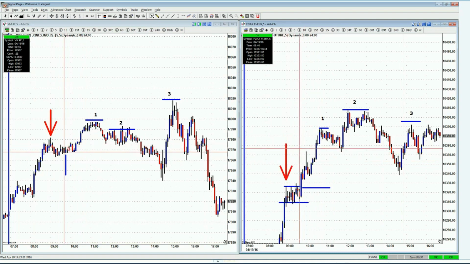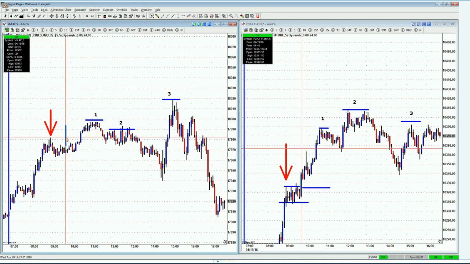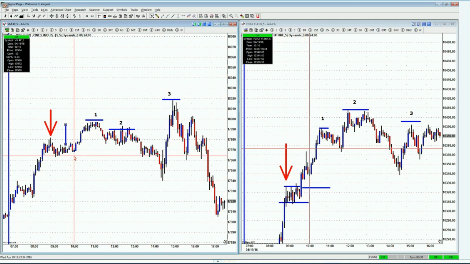But what that would mean is that if I did anything, I would want to sell the Dow right here. If I really wanted to take a sell signal, I would probably get away with it as well. It doesn't do anything for the next half an hour before it too finally breaks higher.